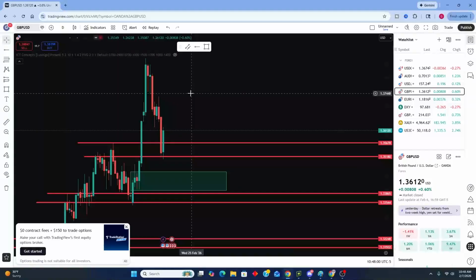Find a strong move. Identify the base. Mark the zone where the imbalance started. Make sure it's fresh. Trade it in the direction of structure. That's the process. If you lose, you lose. If you win, you win.